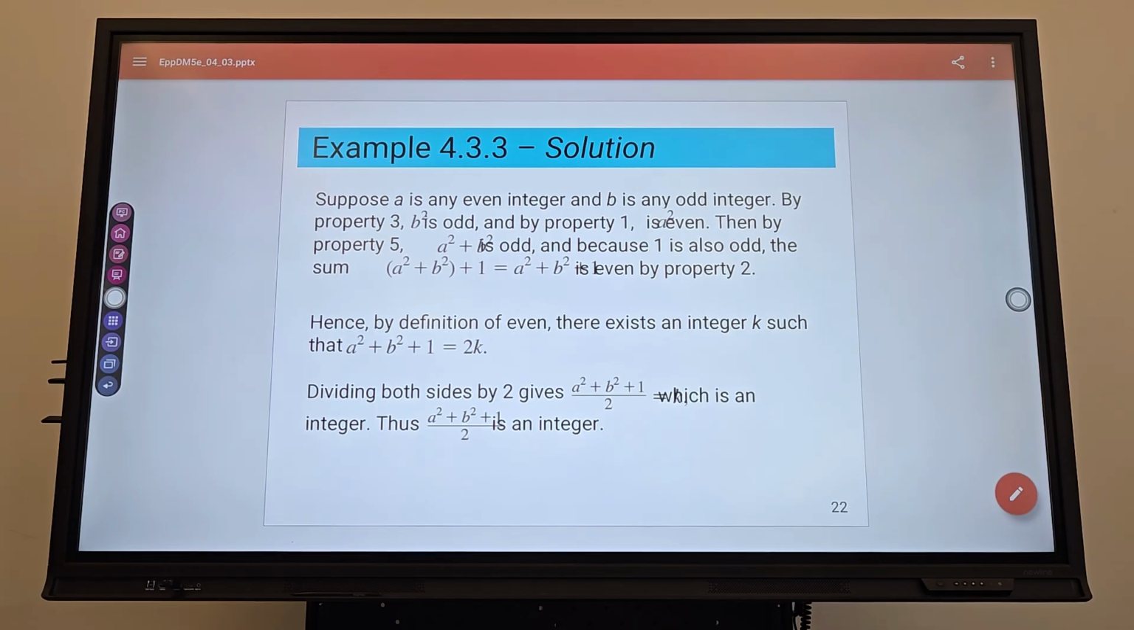Hence, by definition of even, there exists an integer k such that a squared plus b squared plus 1 equals 2k. Dividing both sides by 2 gives a squared plus b squared plus 1 over 2 equals k, which is an integer. Thus, a squared plus b squared plus 1 over 2 is an integer if a is even and b is odd.